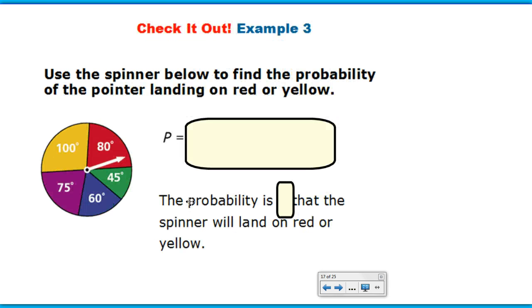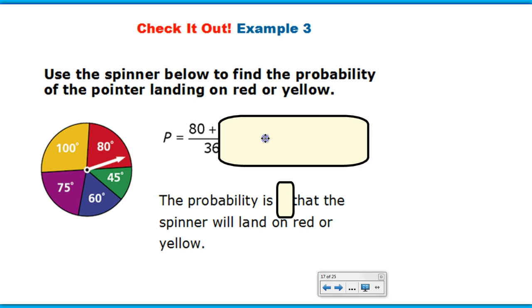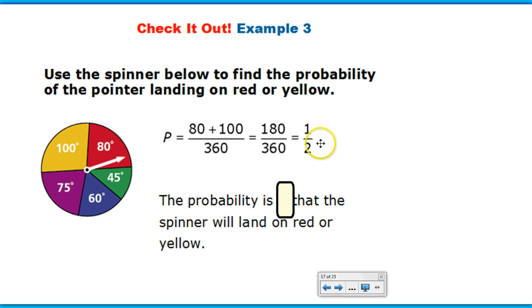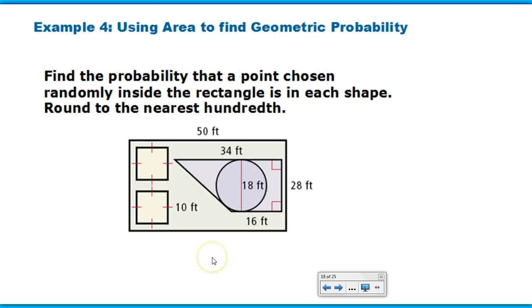Let's use a spinner to find the probability of the pointer landing on red or yellow. Red or yellow. And red or yellow is 80 plus 100. And so that would be half the time, wouldn't it? The probability is half, 1 out of 2, that the spinner will land on red or yellow.